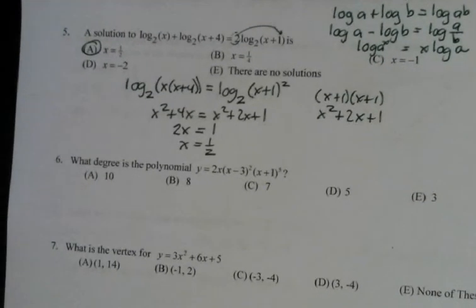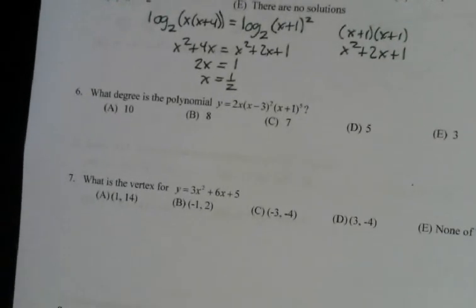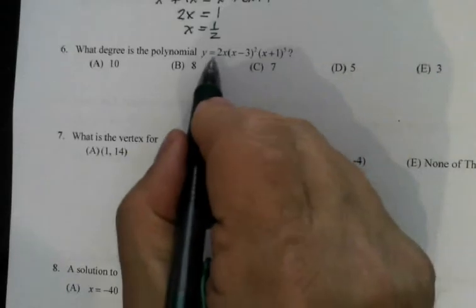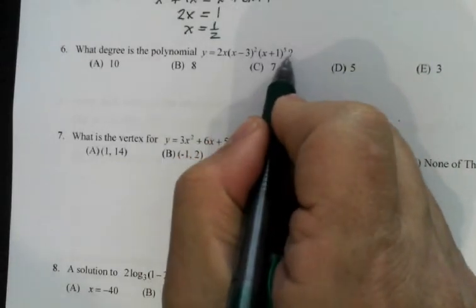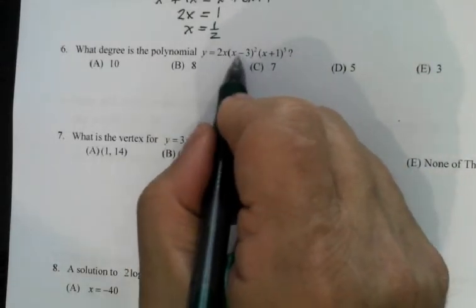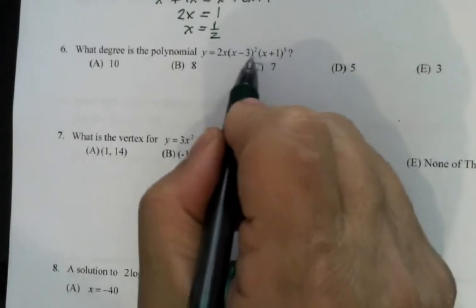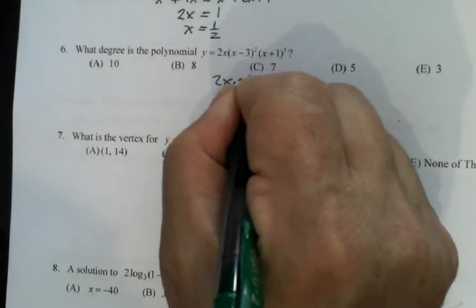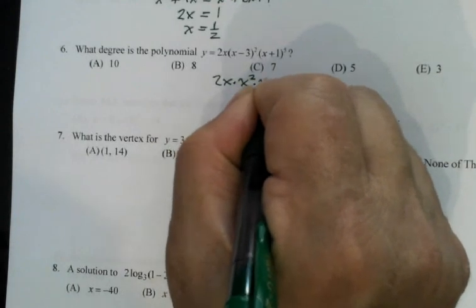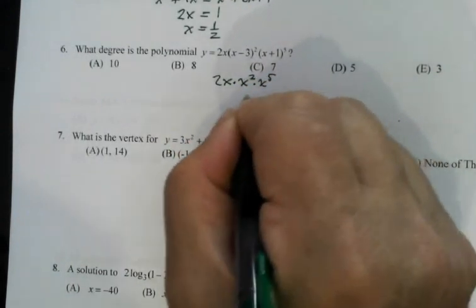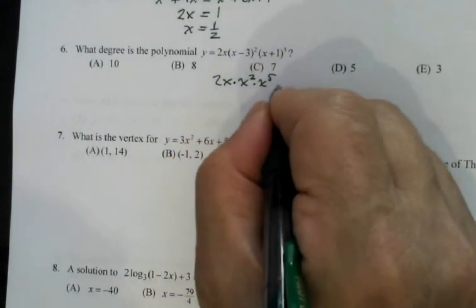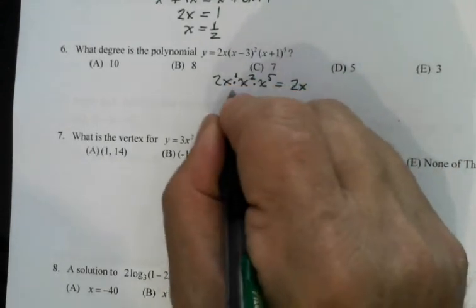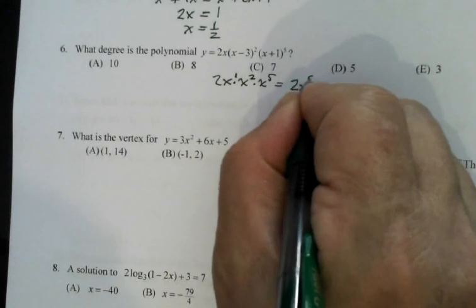Okay, question 6. We want to know what is the degree of the polynomial. So I have to think about, if I multiplied this all the way out, what would it look like? Well, the -3 won't matter. I'm just looking at just the x's. So I have 2x times x squared times x to the 5th. My biggest term is going to equal 2x, I'm going to add my exponents, like having a 1 here. So I have 2x to the 8th.